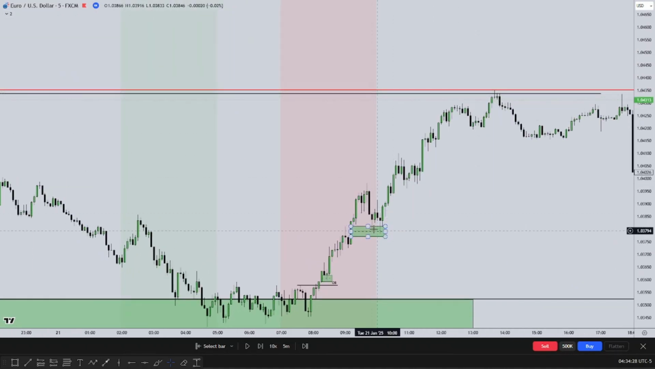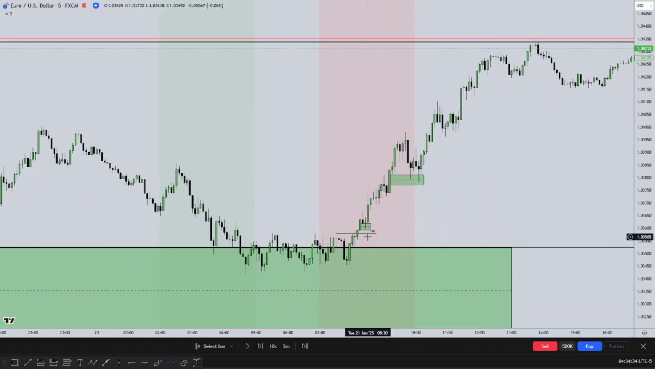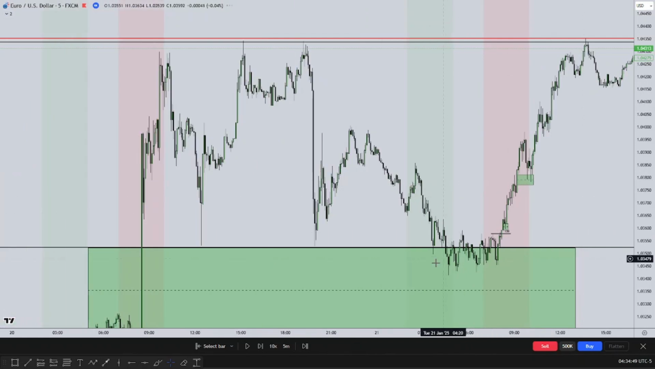And you can use this as an entry. You can see there are two entries within this time range. An entry before 8:30 and an entry after 8:30. So this mostly happens when there is no high impact news. But if there's a high impact news, you'll be looking for your entry after 8:30 and price delivered correctly.